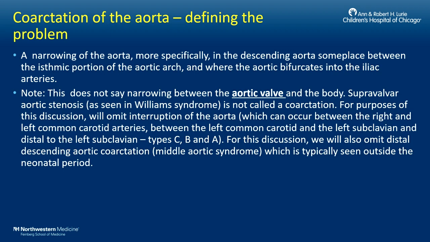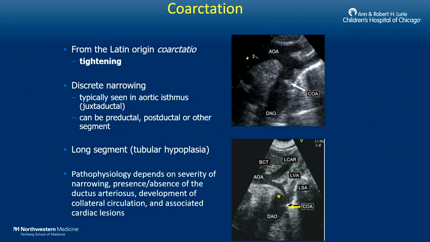So for purposes of this discussion, I'm going to omit some things: interruption of the aorta, and I'm also going to omit distal descending aortic coarctation, known as middle aortic syndrome, which is typically seen outside the neonatal period. So coarctations, from the Latin origin coarctatio, or tightening, can be a discrete narrowing or a long segment, a big distinguishing feature. I'm going to have some pictures of all that in a second.